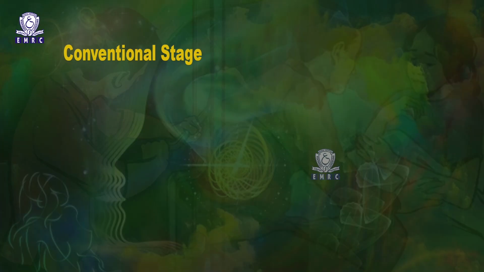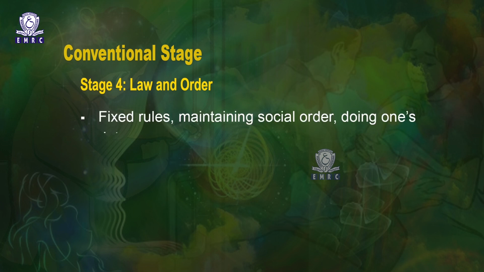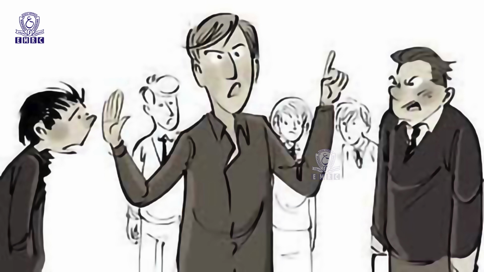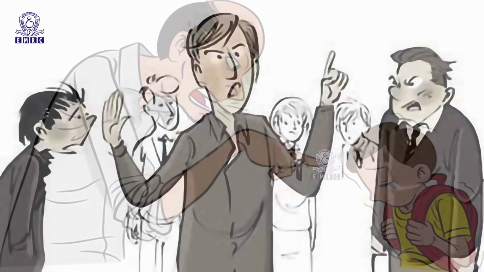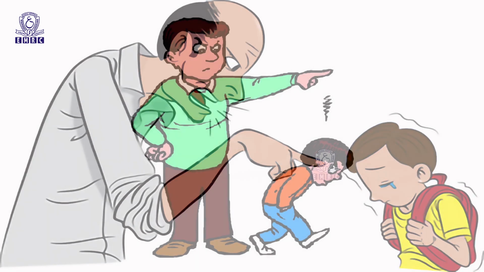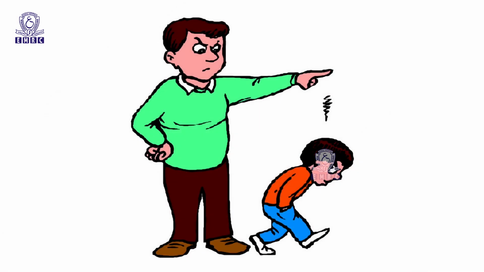And the next stage in conventional stages, stage 4, that's law and order, which deals with fixed rules, maintaining social order and doing one's duty. At this stage, the respondent becomes more broadly concerned with society as a whole. Now, the emphasis is on obeying laws, respecting authority and performing one's duties so that the social order is maintained.